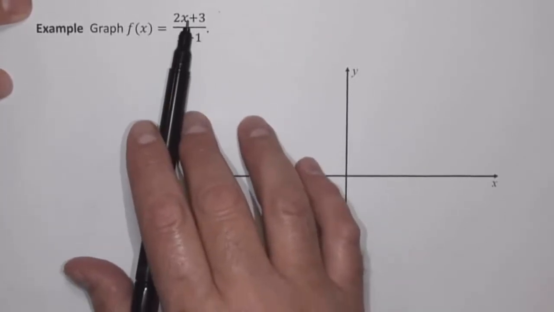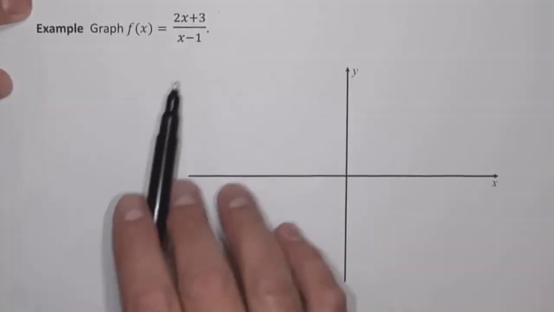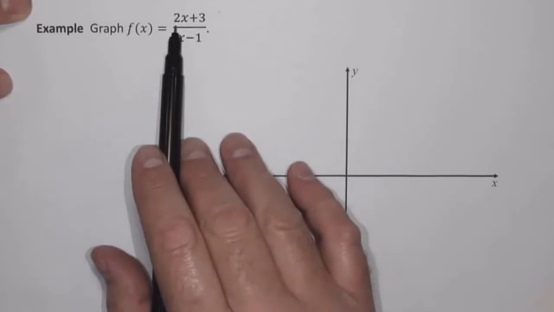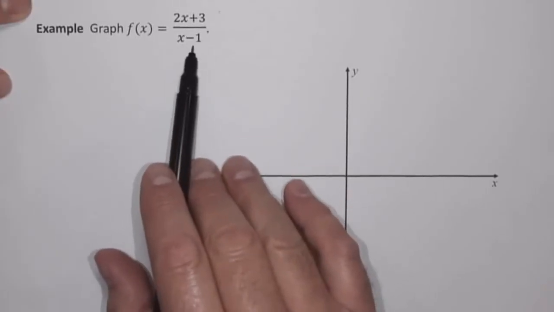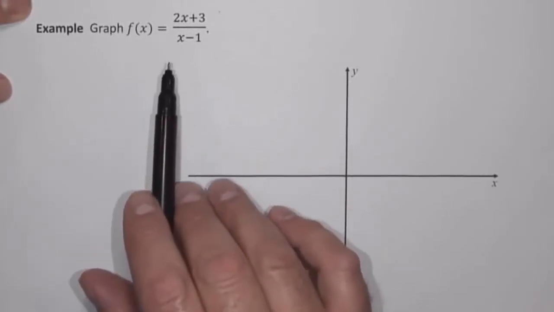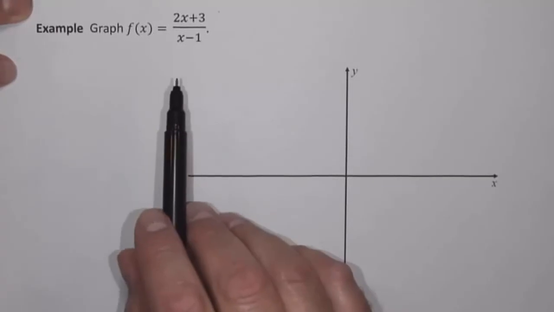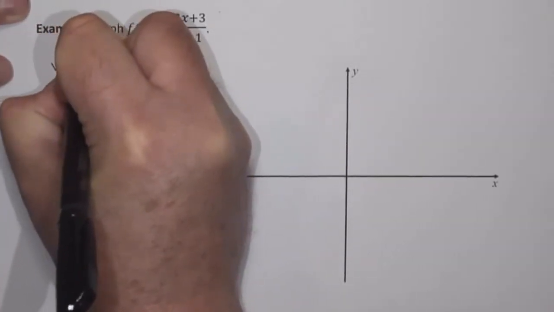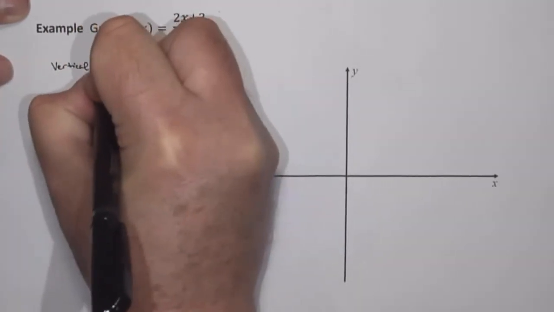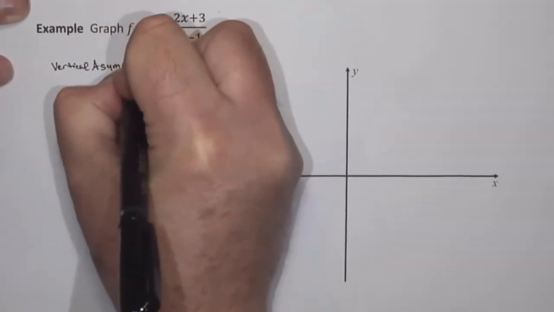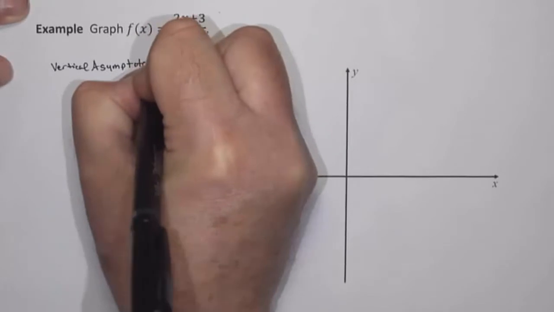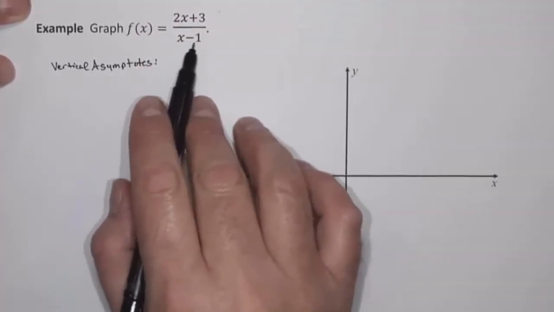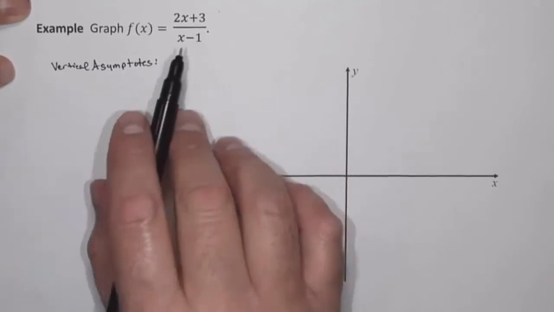So the first thing that I look at is, are there any common factors in the numerator and denominator? And in this case, there are not. 2x plus 3 can't factor, x minus 1 can't factor, so there's nothing that they have in common. So if we look at the vertical asymptotes, we do that by looking at the denominator and seeing what causes the denominator to equal 0.